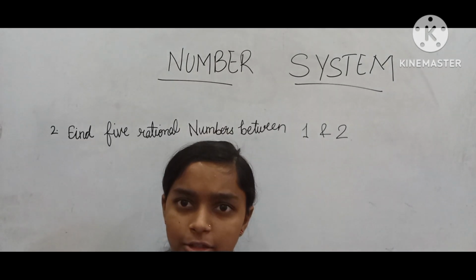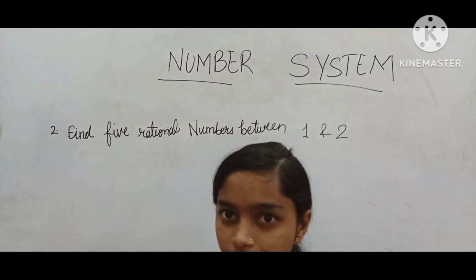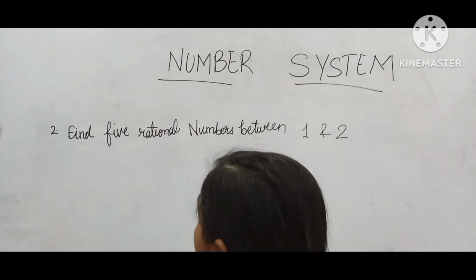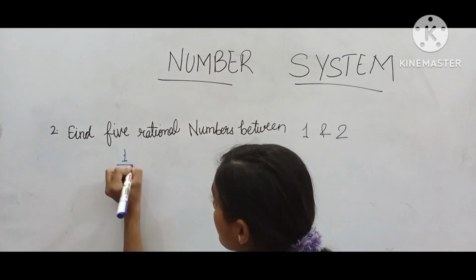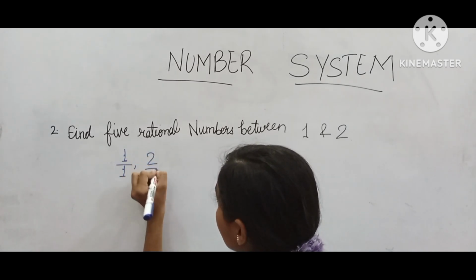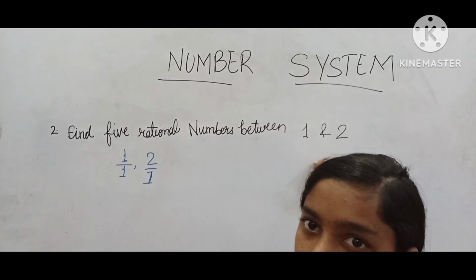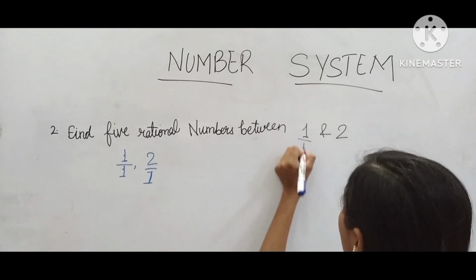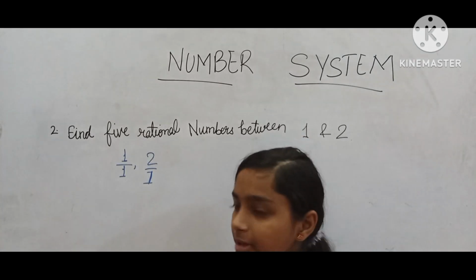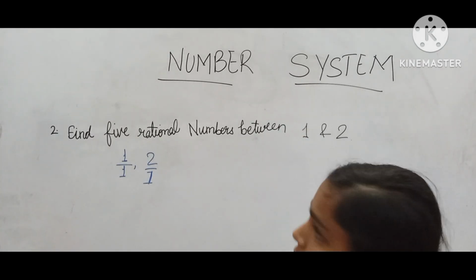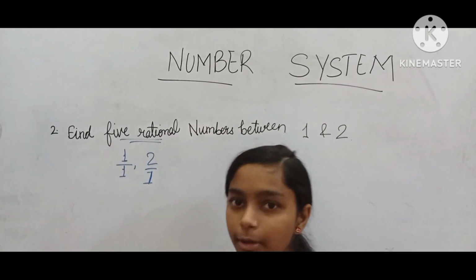Now moving on to the next question, which is find 5 rational numbers between 1 and 2. So rational numbers are written in the form of P by Q. So we'll make them in the form of rational numbers, which is 1 by 1 and 2 by 1. Whenever we need to make them in the form of rational numbers, we just add a 1 here, because dividing by 1 doesn't change anything. Now we need to find 5 rational numbers in between them.